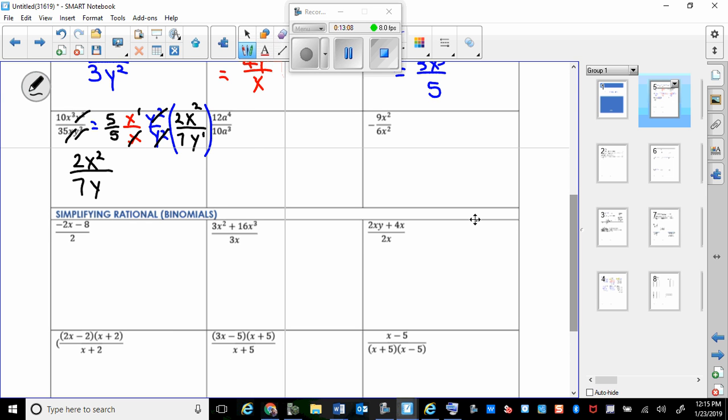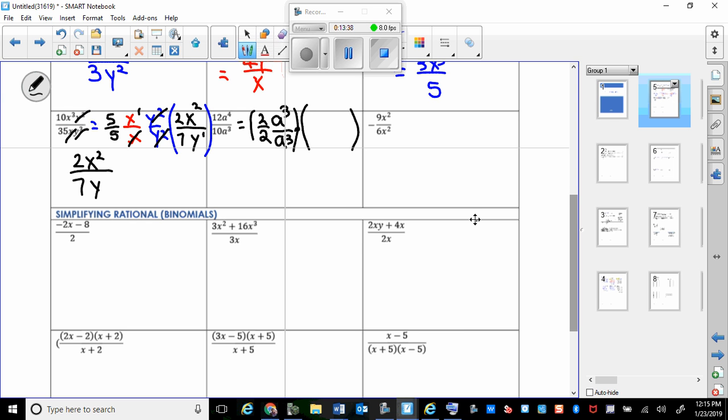Next, greatest common factor here of 12 and 10 is going to be 2 over 2 for my numbers. For the letter a, I have a to the 4th, a cubed. I always use the smaller one, so a cubed over a cubed times the simplified version. But we get that by dividing this greatest common factor out.